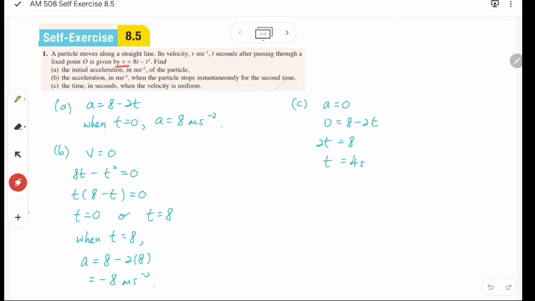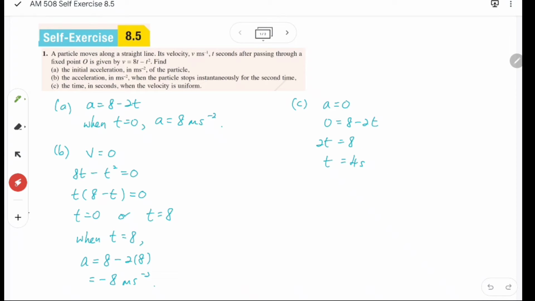So we are given the function v and we need to find the acceleration. Acceleration is the rate of change of velocity. Therefore, we need to do differentiation to get the acceleration. So differentiate 8t minus t squared, we get 8 minus 2t. And we need to get the initial acceleration. Initial acceleration means I want the acceleration when t equals 0. So when t equals 0, a is just 8 meter per second square.